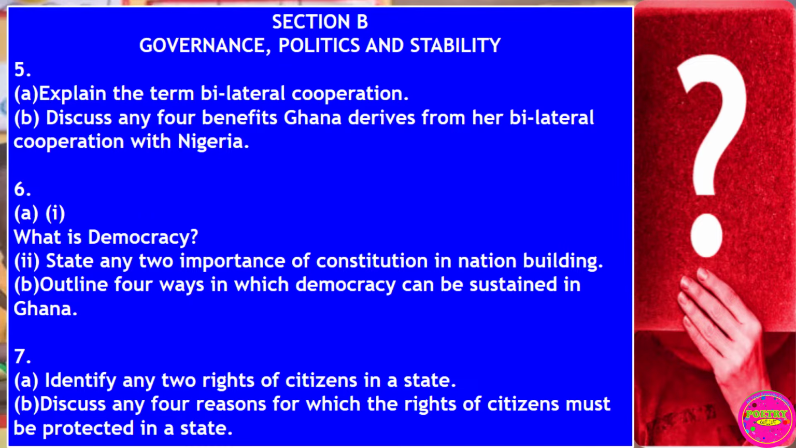Question 6. AI. What is democracy? AII. State 2 importance of constitution in nation building. B. Outline 4 ways in which democracy can be sustained in Ghana.